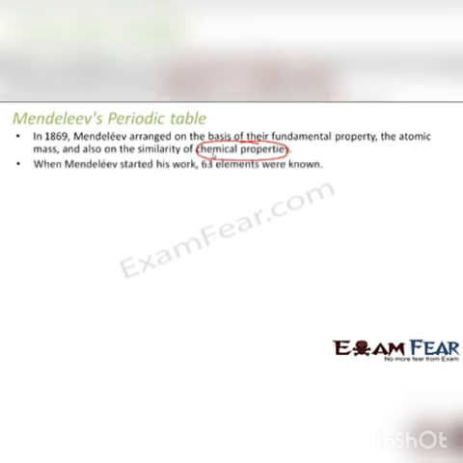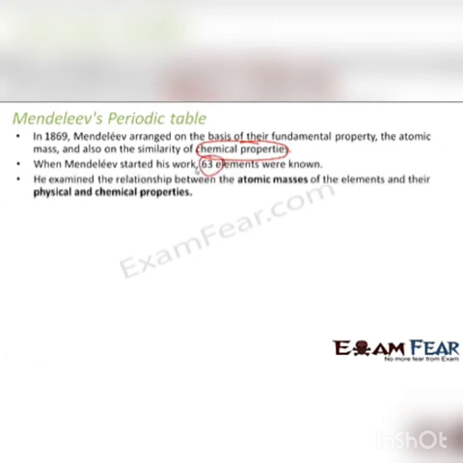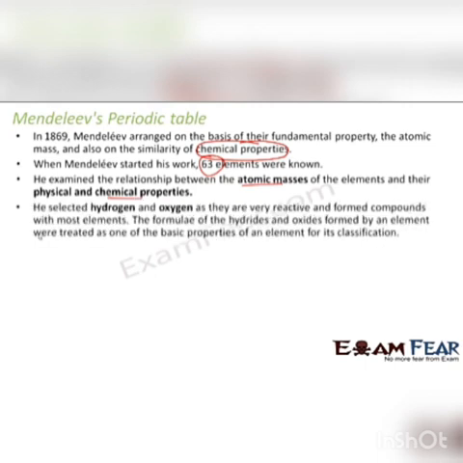So at that time there were 63 elements known, so his work was on these 63 elements. He first tried to find the relation between atomic mass and the chemical and physical property. And to find the chemical properties relationship, he selected hydrogen and oxygen because they were very reactive and they form compounds with most of the elements.